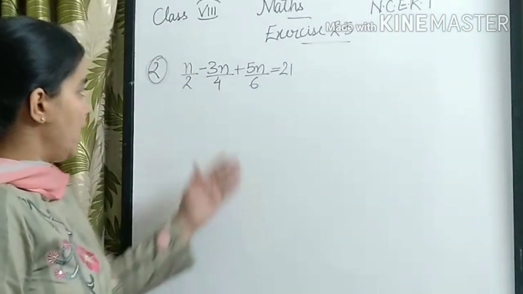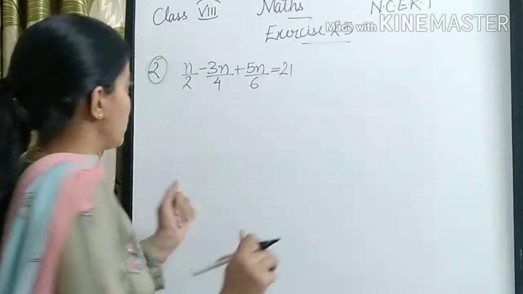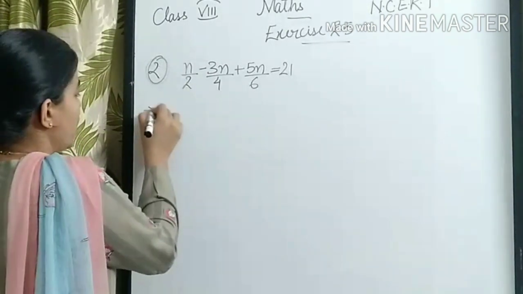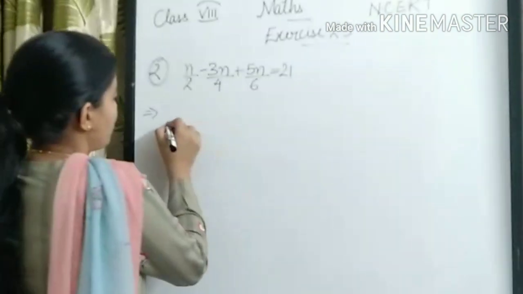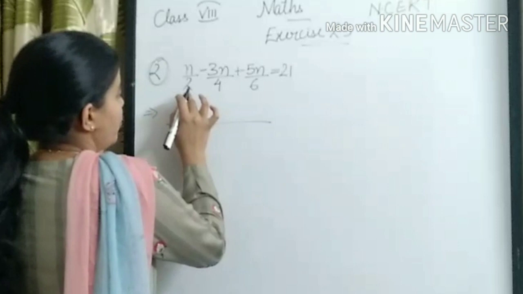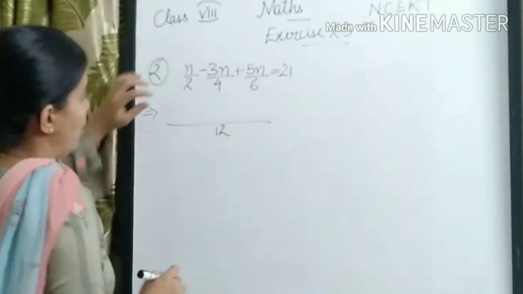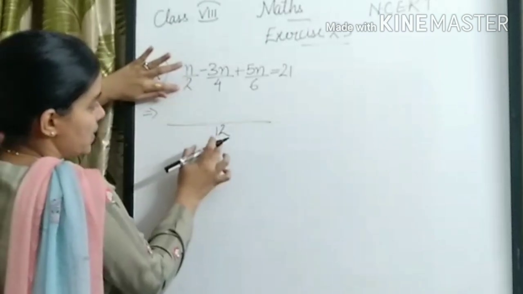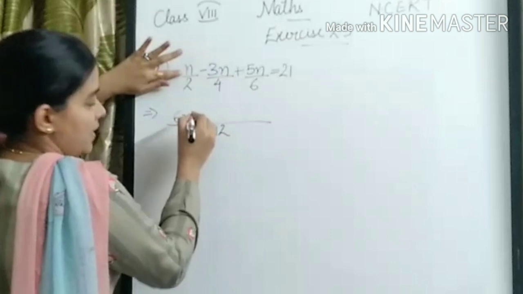How to solve it? As you can see, the like terms are already on one side of the equal to sign. So first we will look for the denominators. The denominators are different here, so we have to take the LCM. LCM of 2, 4 and 6 will come out to be 12. Now how to do? 2 6s are 12. So n multiply 6 will be 6n.